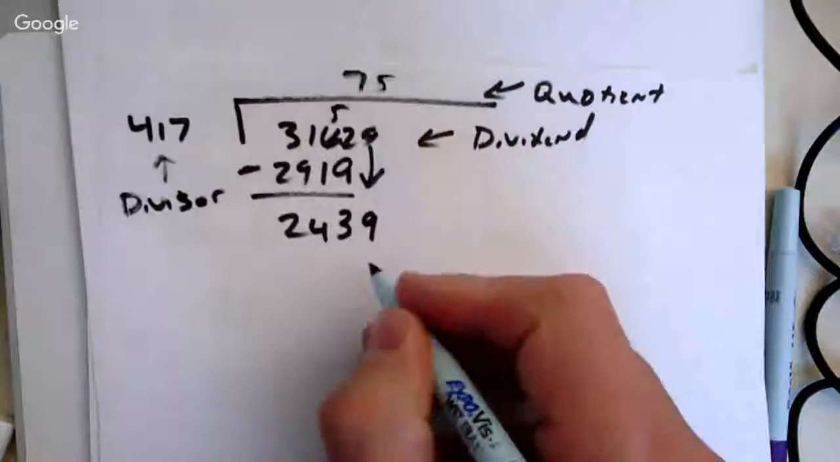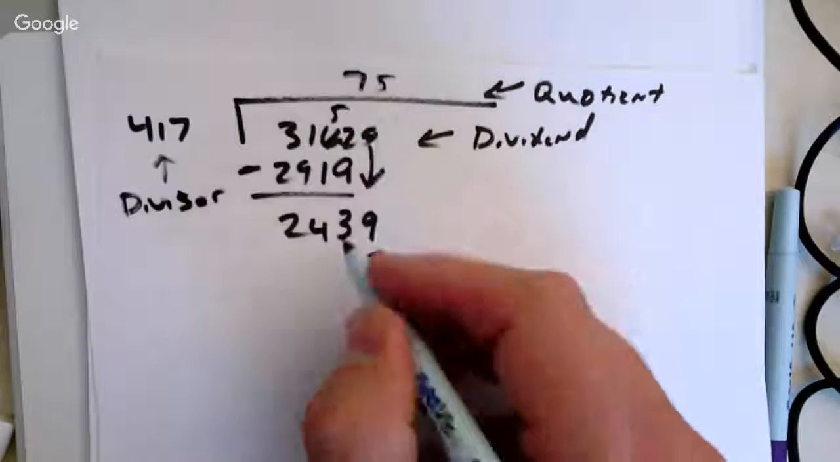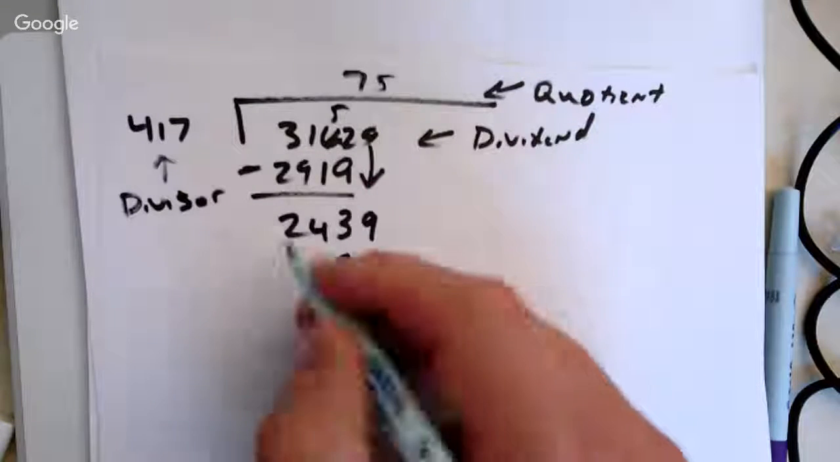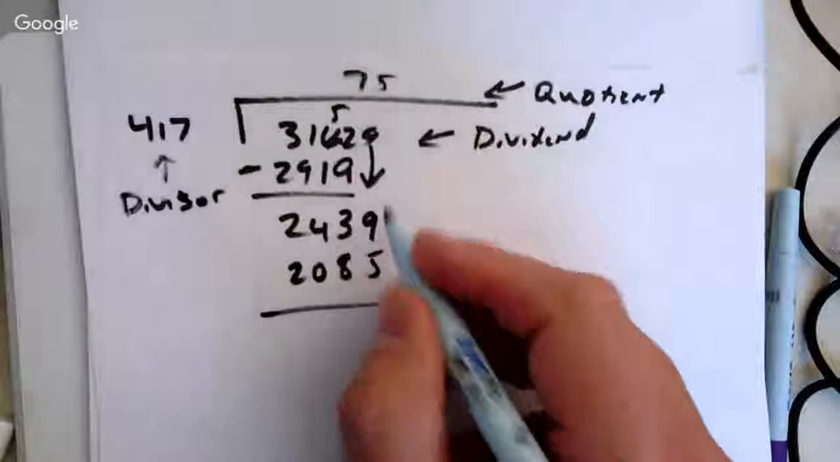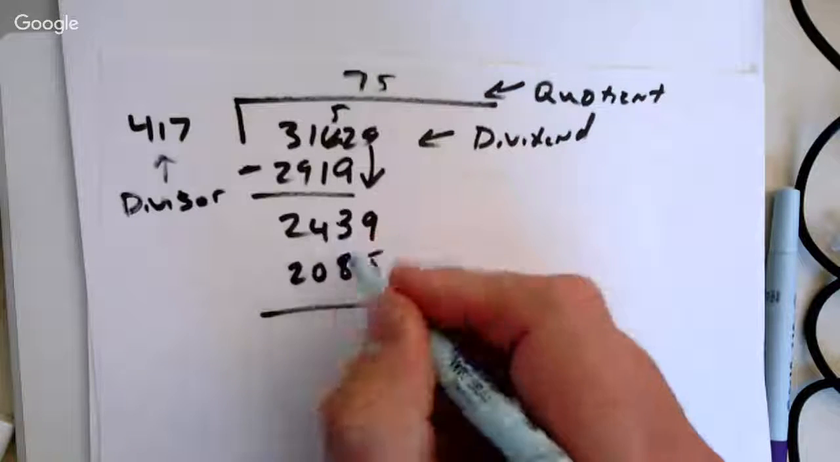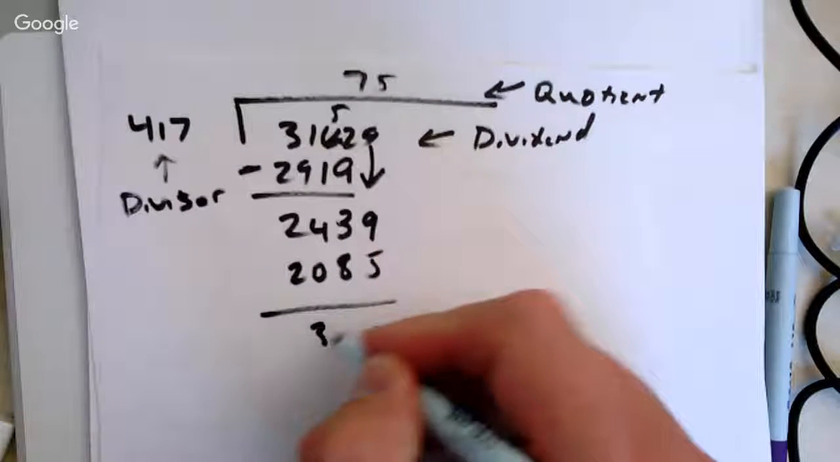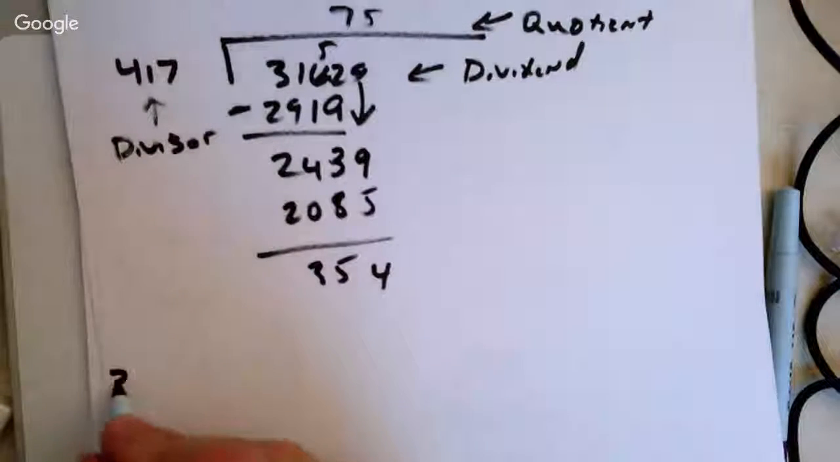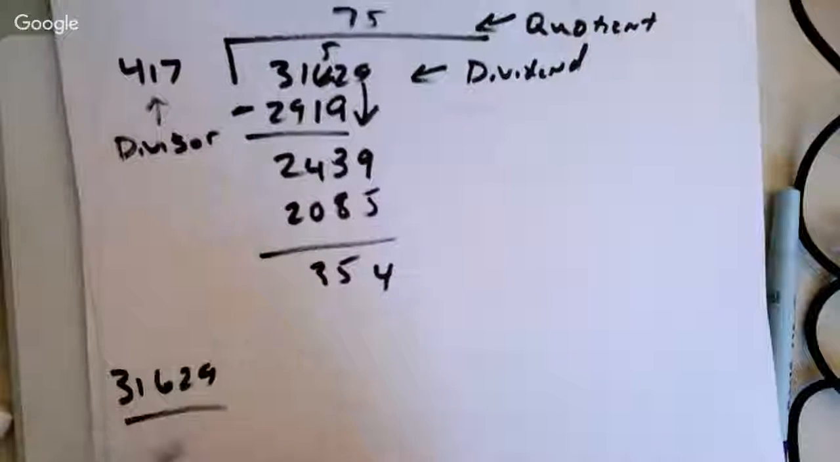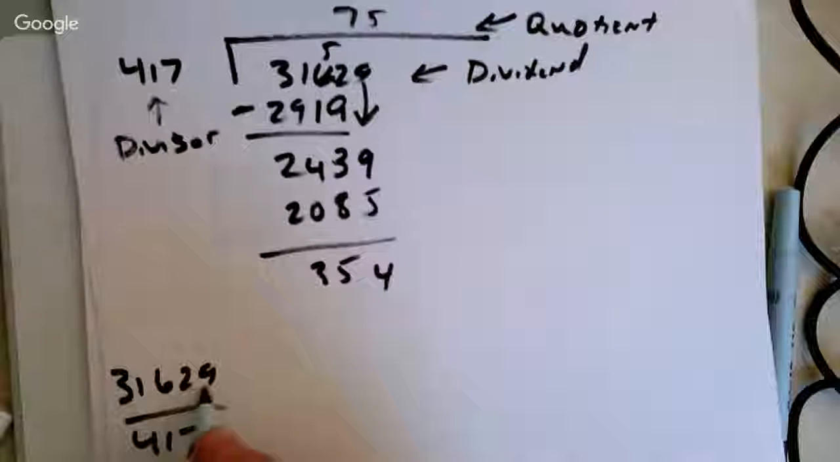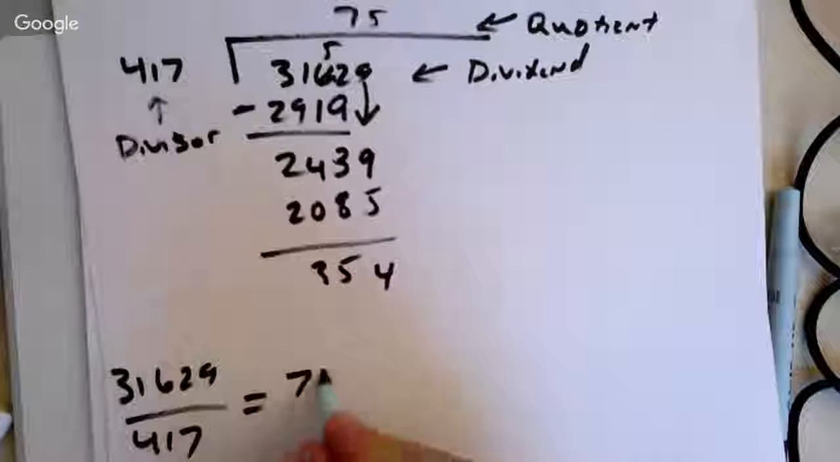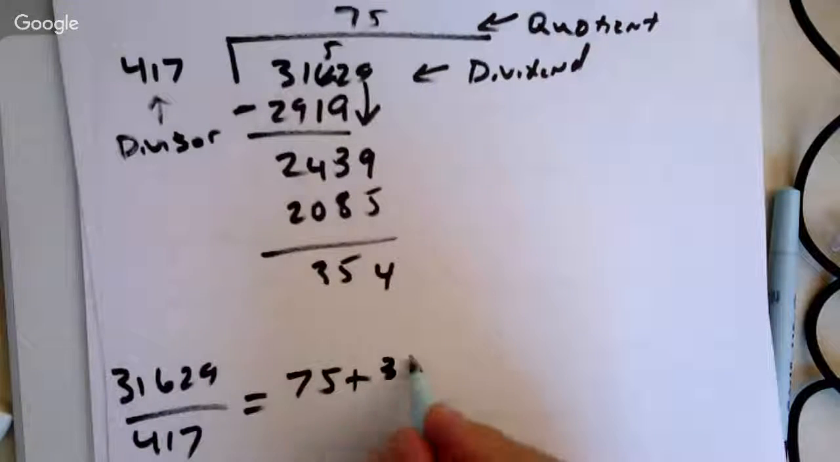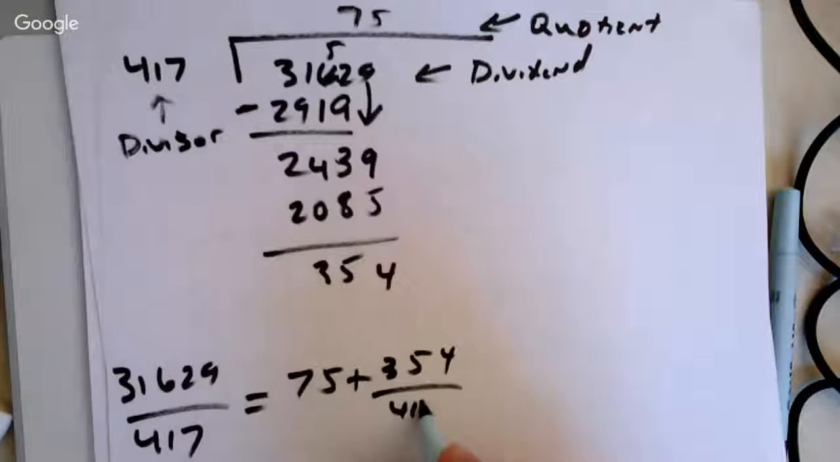5. Multiply by 5. That gives me a 5. Carry a 3. Gives me an 8. Carry nothing. Gives me a 20. Subtract that out. 43 minus 8 is 35. 354. So if this is kind of old, well, way old school, but so 31,629 divided by 417 is equal to 75 plus 354 over 417.